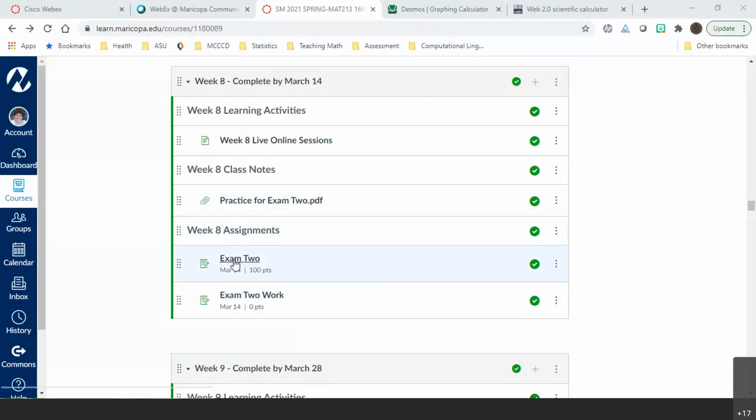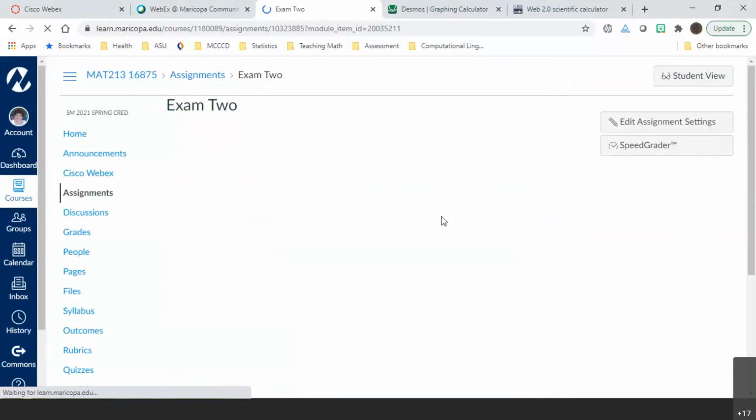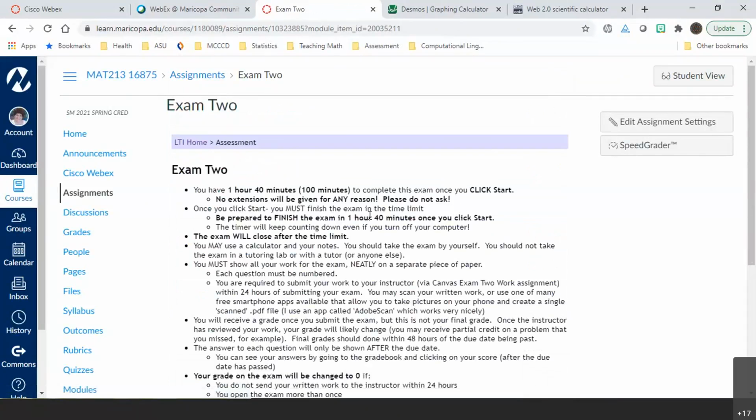Let me see if I open this, I think it will tell me the time frame if I look at it. Okay, so here's basically the information. You've got 1 hour and 40 minutes. Prepare to finish it as if you were in class, an hour and 40 minutes, and the exam closes after that. So show your work.